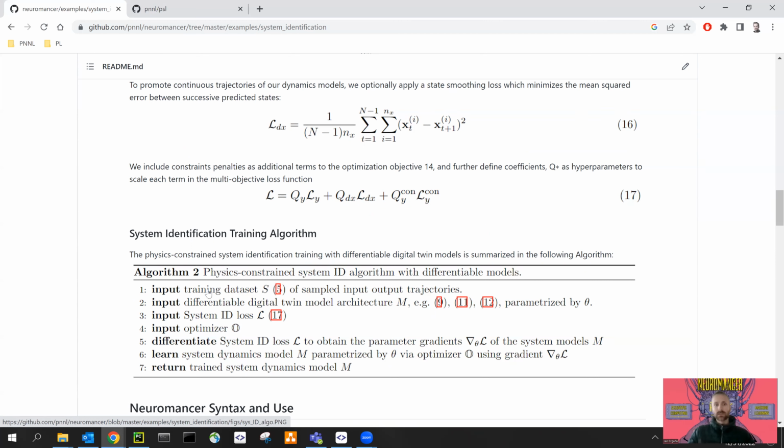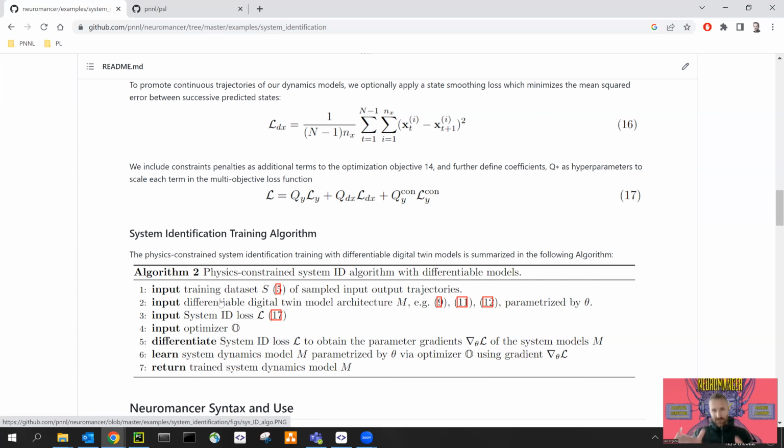So you need to have some time series data set of sample trajectories. You provide some architecture of your differentiable twin. It's neural ODE or state space model or any custom defined dynamic system surrogate.